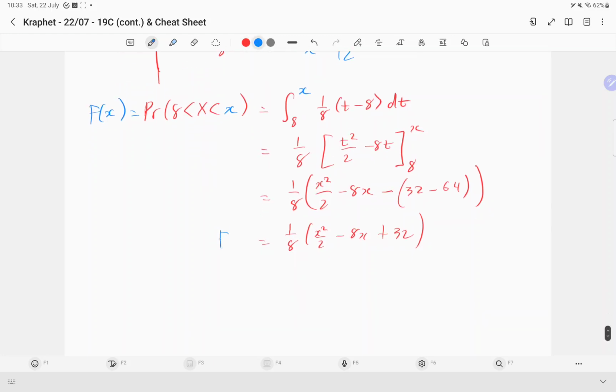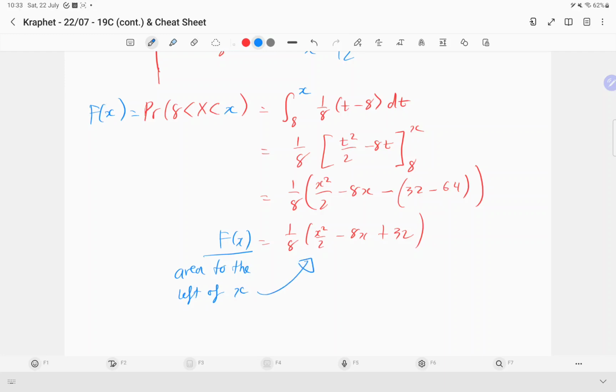Now this is the big F of x. So what this is saying is that the area to the left of any value x is given by that formula there.